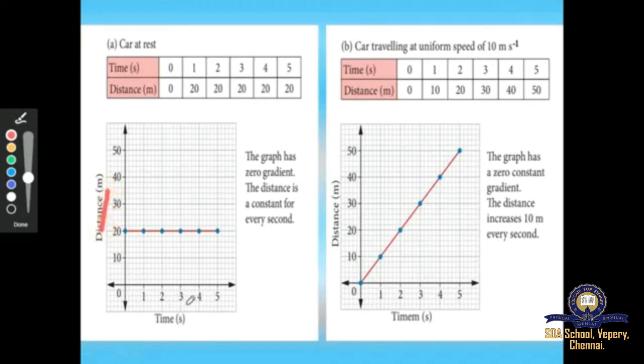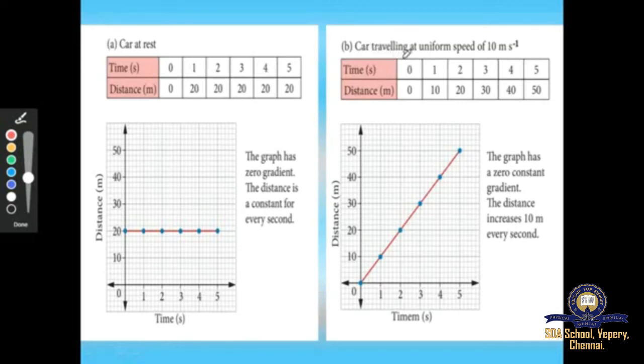So the time is plotted here. In 0 seconds, the distance traveled by the car is 0. In 1 second, the distance traveled by the car is 20. And in 2 seconds also it is 20. At 3 seconds it is 20, and 4 seconds is 20, and 5 seconds is also 20 meters. So the line can be drawn as shown here. The graph has zero gradient, the distance is constant for every second.